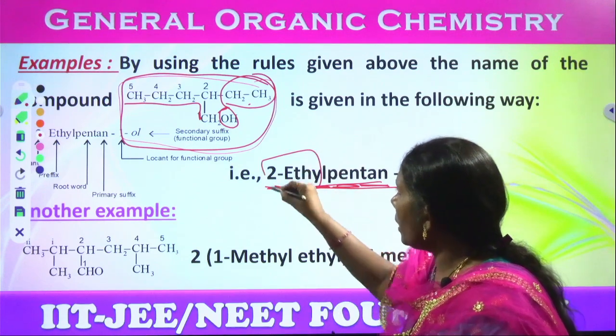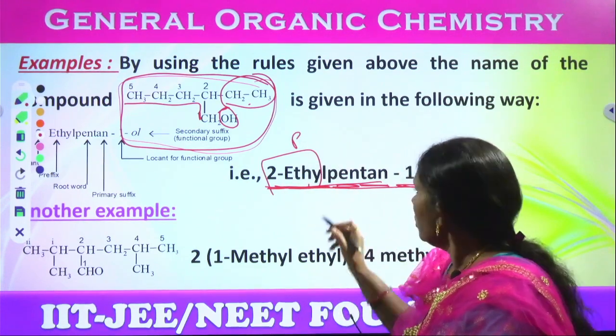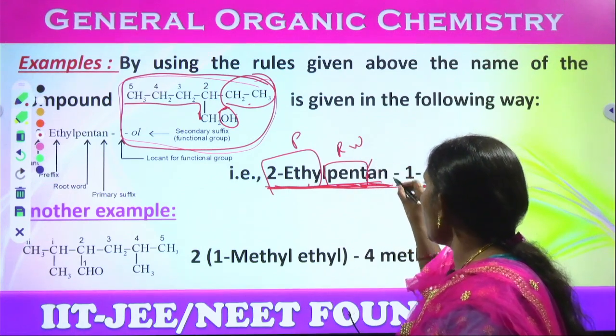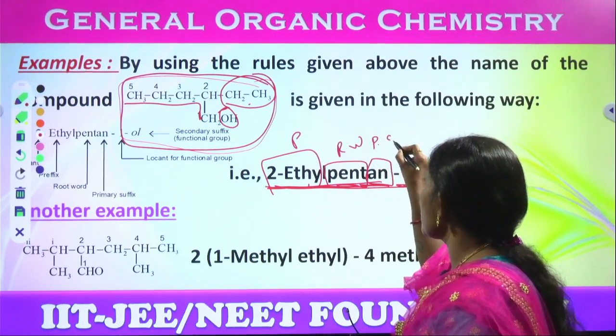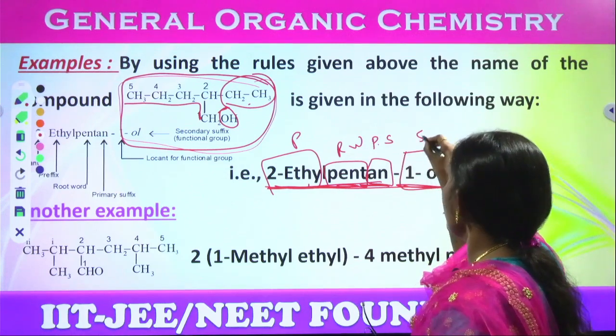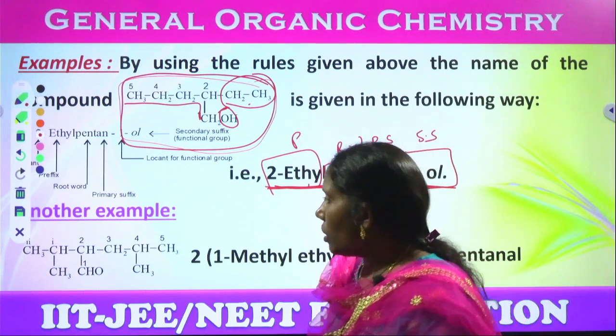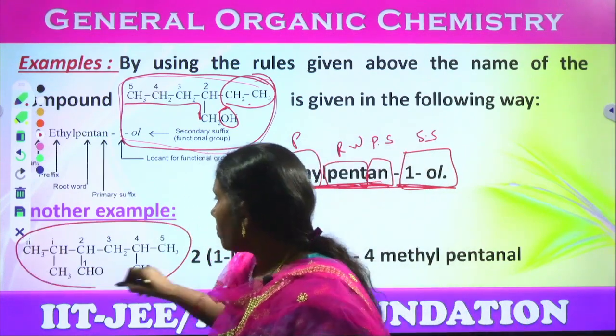So this 2-ethyl indicates the prefix. This pent indicates the root word. This an indicates the primary suffix. This 1-ol indicates the secondary suffix. Right? Now come to one more example.